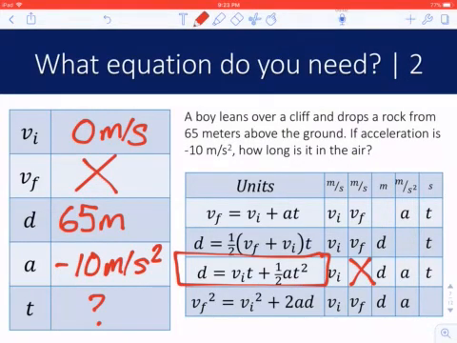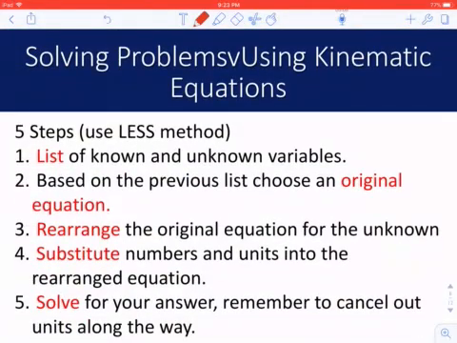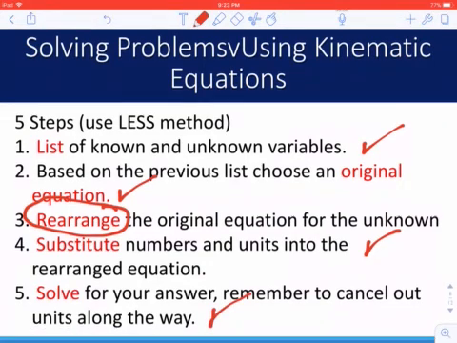Let's actually go through and solve a problem. To do this, we're going to use the LESS method, but we're going to add one more piece to it. So let's review. LESS method means you're going to first list, L, the known and unknown variables. Then you're going to write down your original equation. That's the E. And then we're going to add this in here: rearrange that equation. Then the S would be substitute into that rearranged equation. And then S, again, would be solve for the unknown.